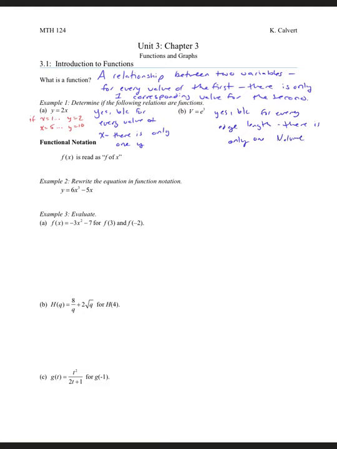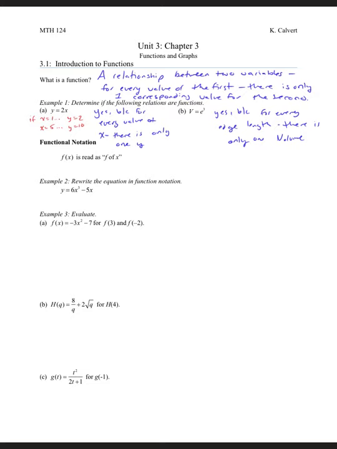Meaning, if you substitute a value in for the length of an edge of a cube, so let's say a cube has an edge length of 5 centimeters, the volume would be 5 times 5 times 5, which would be 125. Whereas if the edge was only 3, that would be 3 times 3 times 3, which would be 27. You can never get the same volume with different lengths of edges.